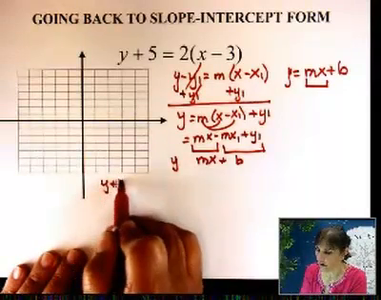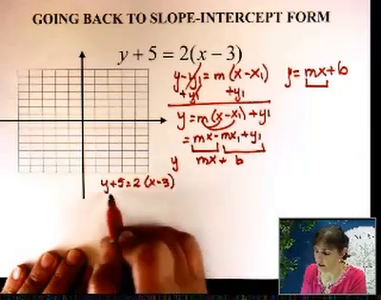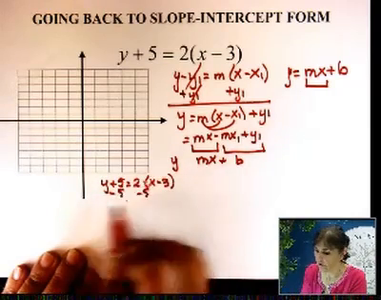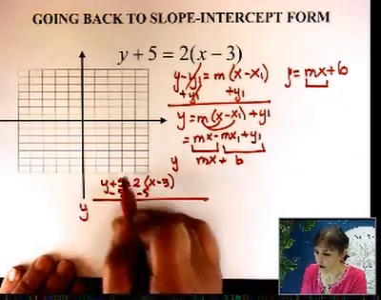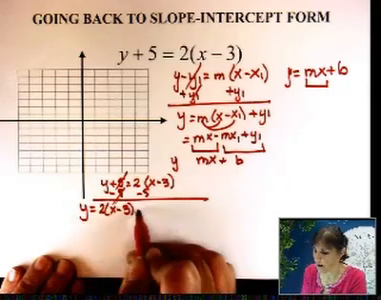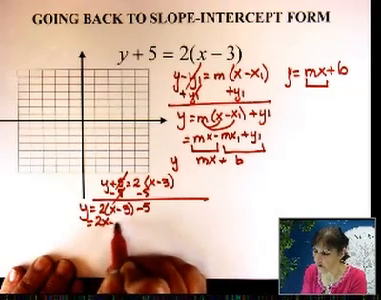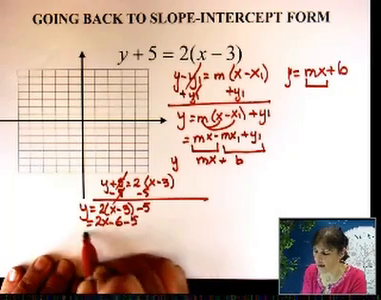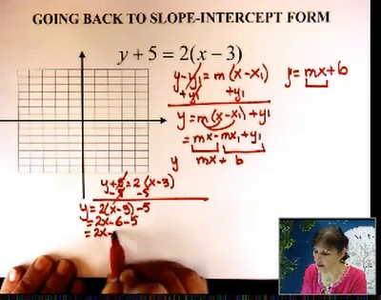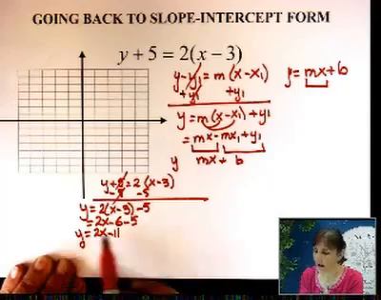Y plus 5 equals 2x minus 3. Subtract 5. Y equals 2x minus 3 minus 5. Now FOIL it in. And you'll get 2x minus 11. Okay? I'm going to check this.